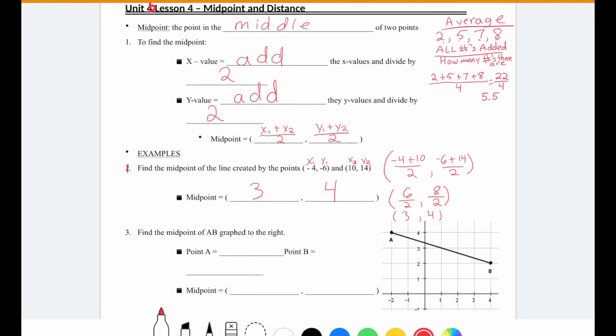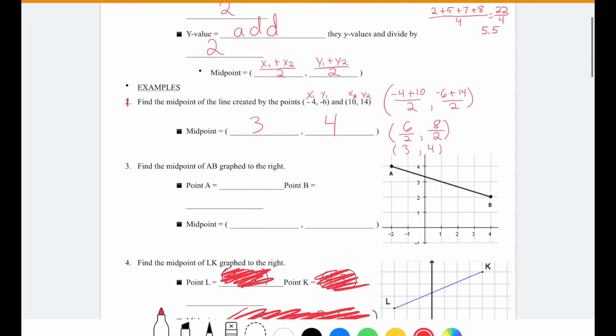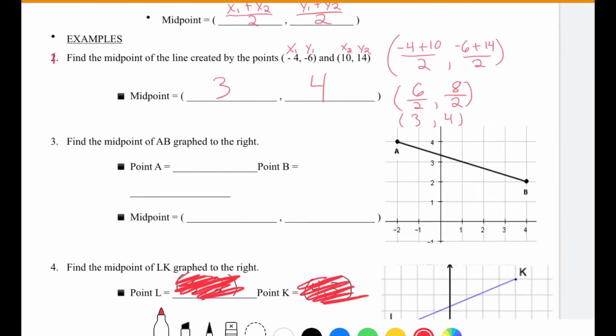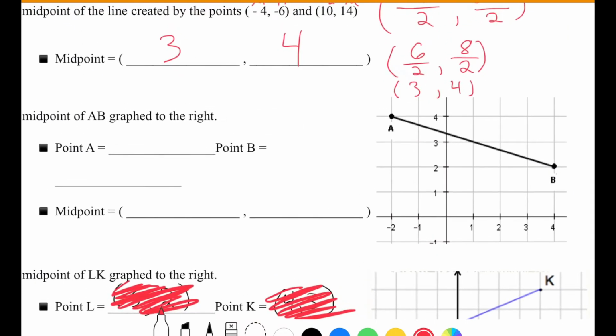Well, in example 2, we can use that same concept to do midpoint. So if we were given 2 points, and in example 2, we're given a graph, so we have to look at the graph to find our points. Starting at the origin going over 1, 2, so negative 2, up 1, 2, 3, 4, so positive 4, and point B is starting at the origin, 1, 2, 3, 4, going up 1, 2.